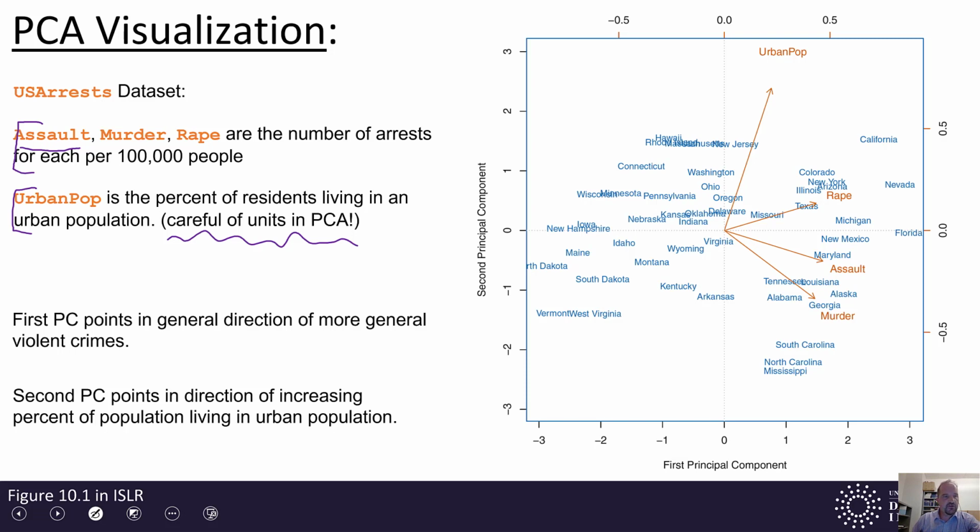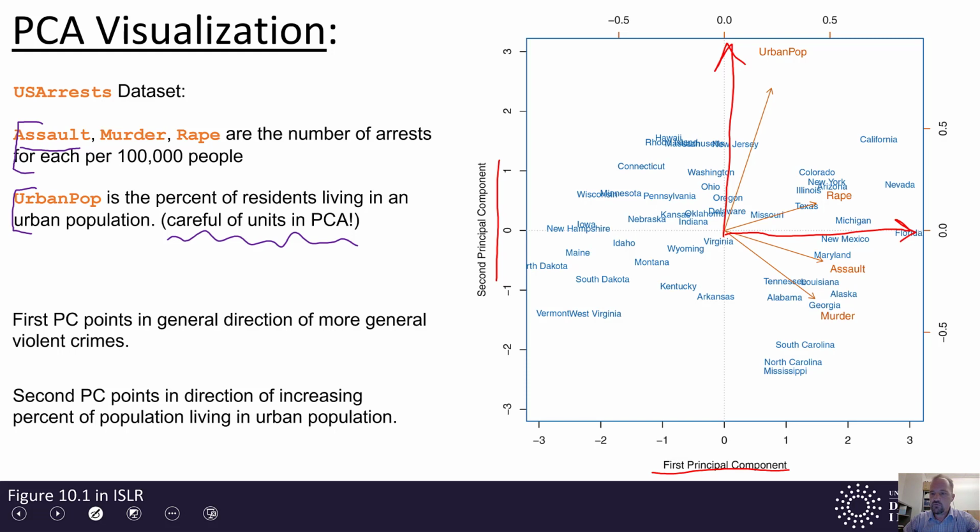But if we take these variables as they're given, urban pop is on a 0 to 1 scale, and assault, murder, and rape are on a very different scale. And so things will look funny, and we'll take a look at that. But what you often do is scale each variable to have a mean of 0 and a standard deviation of 1 before applying the PCA visualization. And so what we observe here in this PCA visualization on the right, this is principal component 1, that's principal component 2, or we can just reference the labels on the axes.